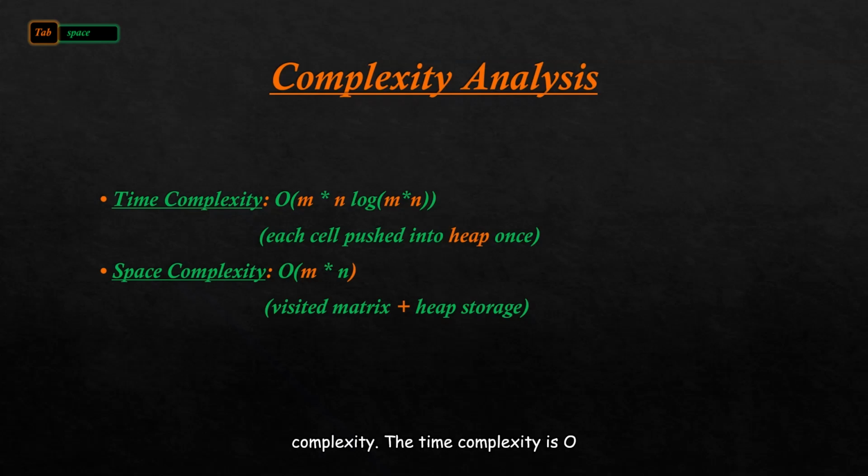Analyzing complexity, the time complexity is O(m times n times log(m times n)) because each cell is pushed into the heap once. The space complexity is O(m times n), required for the visited matrix and the heap. This is efficient for the problem constraints.